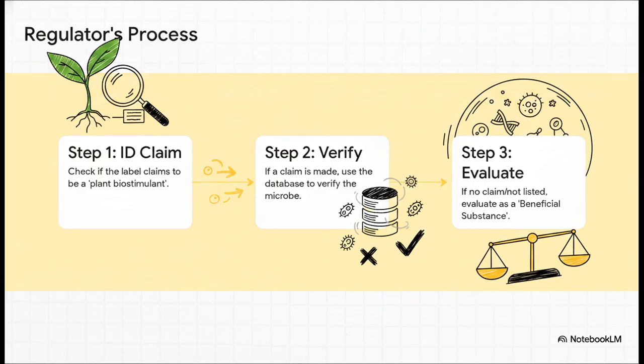So if you're a regulator, how do you use this? Well, it's a pretty simple, logical process. First, just look at the label. Does it make a specific plant biostimulant claim? If it does, and only if it does, then you move to step 2 and check the database. If there's no claim, or if the microbe isn't listed, you just move to step 3 and evaluate the product based on its own scientific merits under that wider beneficial substance category.